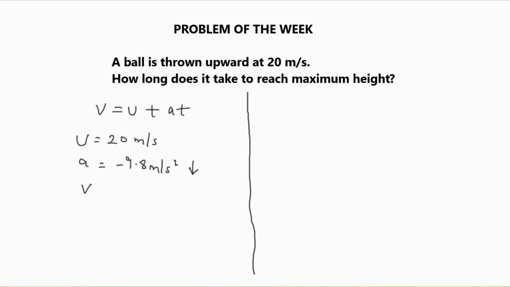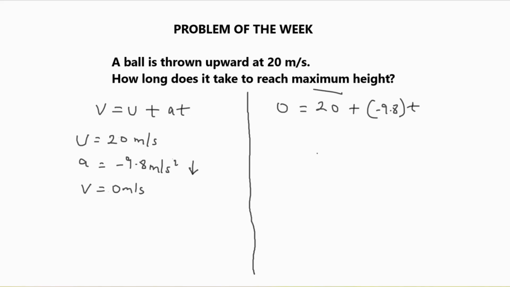Our final velocity will be 0 because at maximum height, the velocity becomes 0 meters per second. So now we can substitute into the formula. So therefore, our V becomes 0 equal to U, which is 20, plus our acceleration, which is negative 9.8, times our time, which is unknown. Remember, we're asked to find the time, how long it takes.